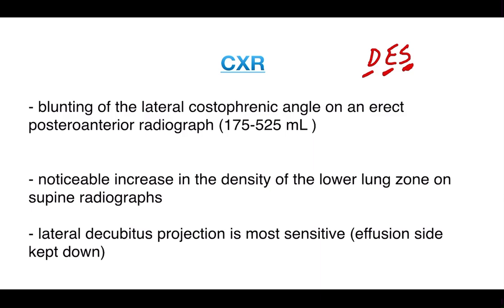So you will order a chest x-ray PA radiograph most commonly. However, it cannot detect very small amounts of pleural effusion. So if you are suspecting an effusion and not seeing it on an erect view, you can order a lateral decubitus one because it is the most sensitive one.